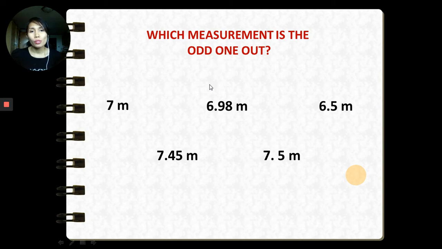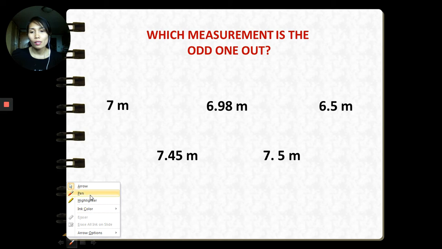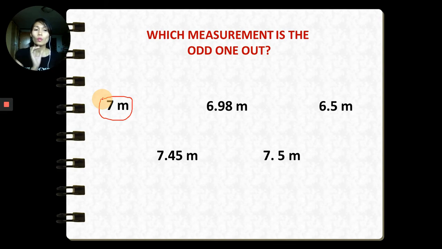So here, which measurement is the odd one out? That means the different one. Okay, we'll choose which one is the odd one out. So the first number we have here is 7 meters. So that's a whole number, right? That means we will try to round off these numbers to a whole number. So we'll see which one is different.